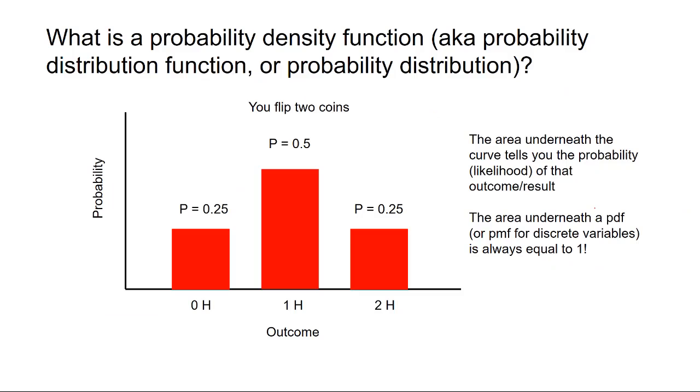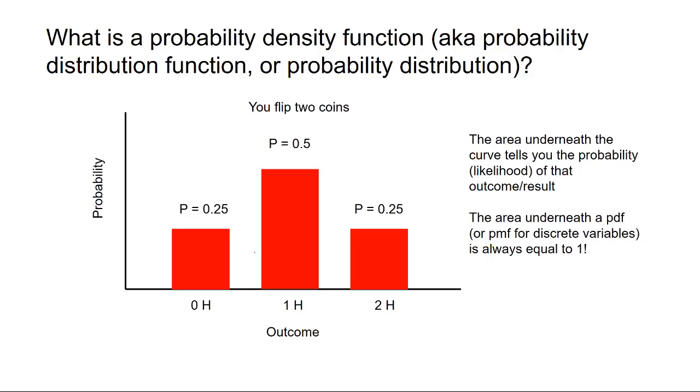So what is a probability density function? We're going to be using a lot of these probability density functions in this project. For discrete variables, this is also known as a probability mass function. The important thing is that this represents probability, and the area underneath the curve, if it's a discrete variable like here, the probability of all the bars always adds up to 1.